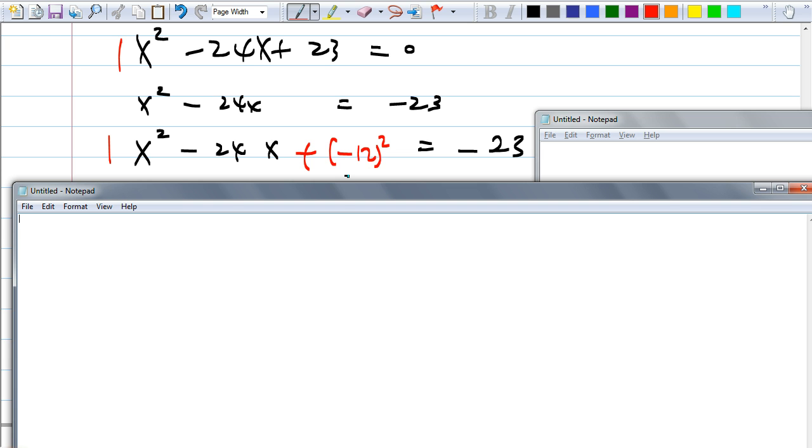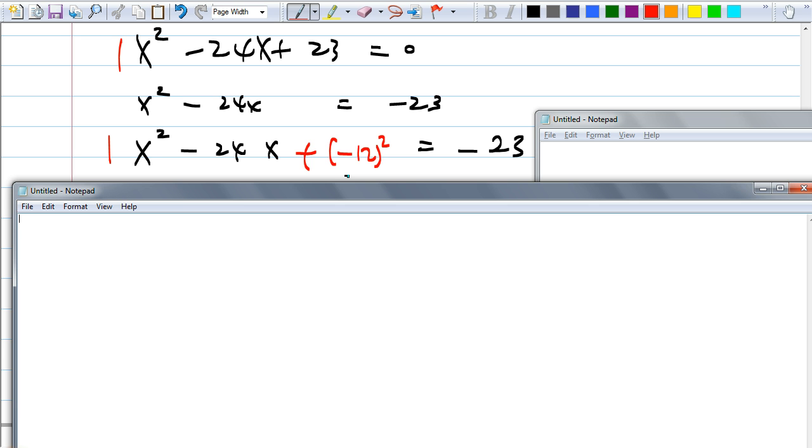By the way, if I add something to the left side of an equation, can I just leave it like this? Would this be correct? Why not? Why can't I just add negative 12 squared to the left side? If you have an equation, can you just add one number to one side only? What do you have to do then? Yeah, you have to add it to both sides because it's an equation. Left side is equal to the right side.